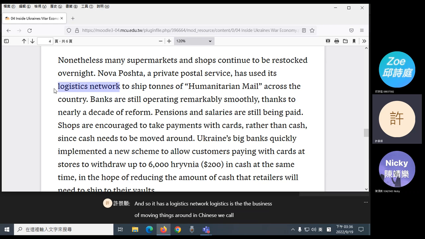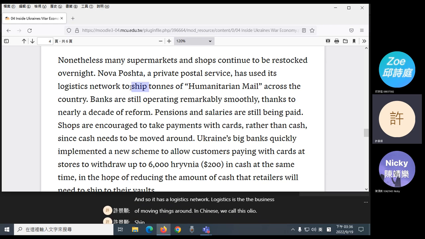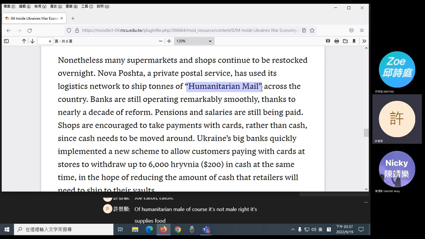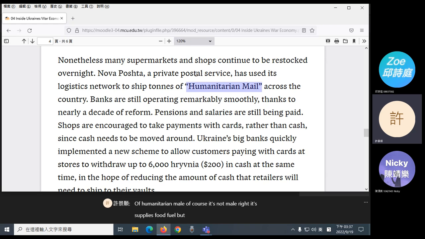In Chinese, we call this 物流. Ship means send, to send things, to ship things. Tons, in American English, we just spell this T-O-N. It's less complicated. 就一顿一顿. Of humanitarian mail. Of course, it's not mail, right? It's supplies, food, fuel. But because it's a postal service, it gives it the name humanitarian mail, 人道信件.